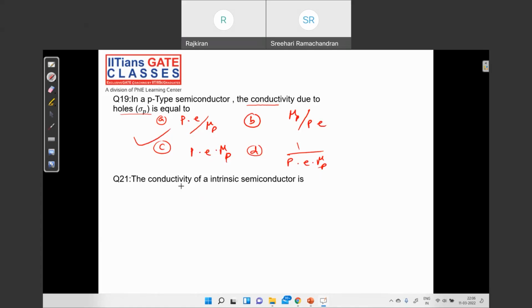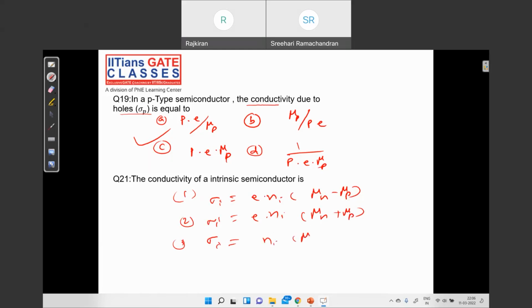The conductivity of an intrinsic semiconductor is given by sigma equal to e into ni into (mu n plus mu p). So it should be right. It's very straightforward. This is the kind of question you will get. If you understand the thing, it's very easy.